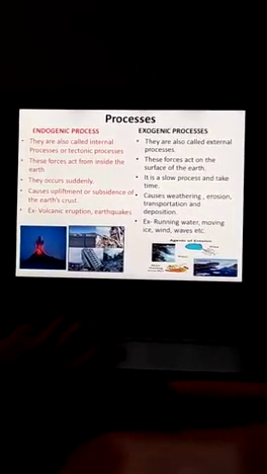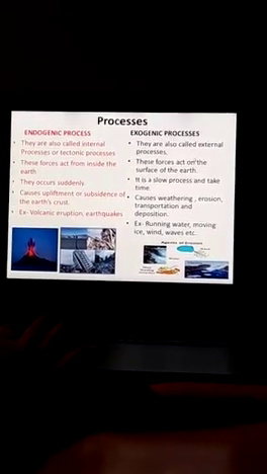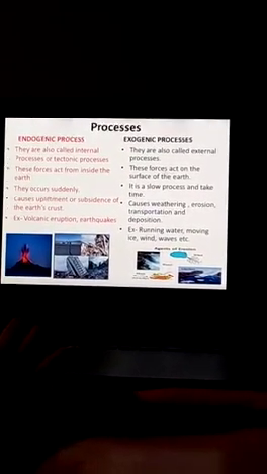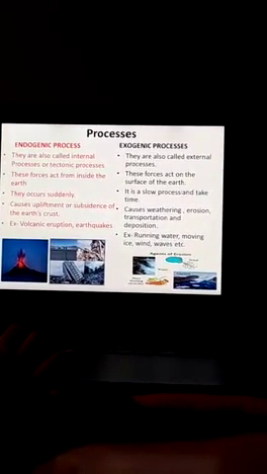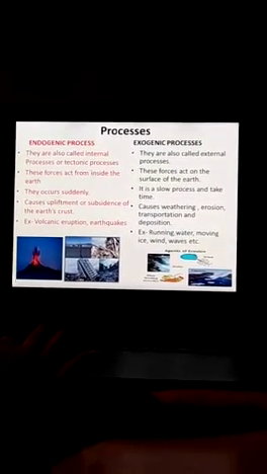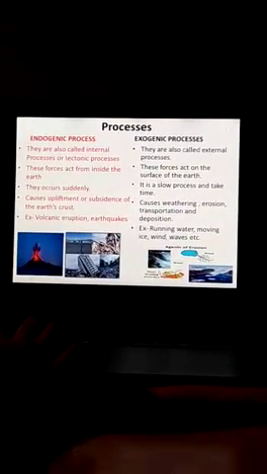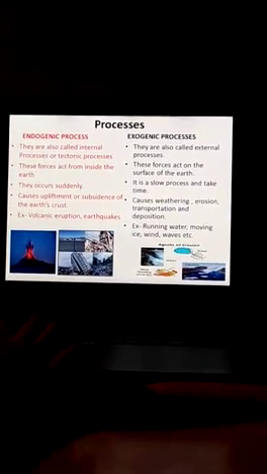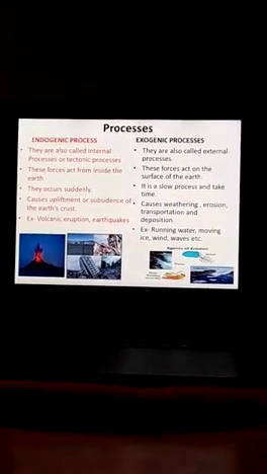The second process is the exogenic process. These forces are called external forces because they act on the surface of the earth. The process is very slow and it takes time. The agents of erosion are wind, water, glaciers and mass wasting. They cause weathering, erosion, transportation and deposition.